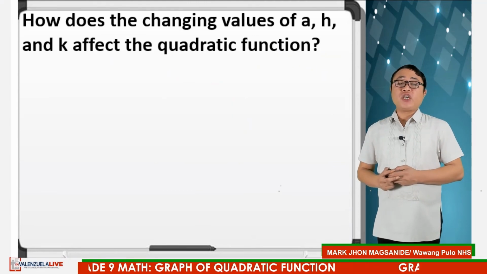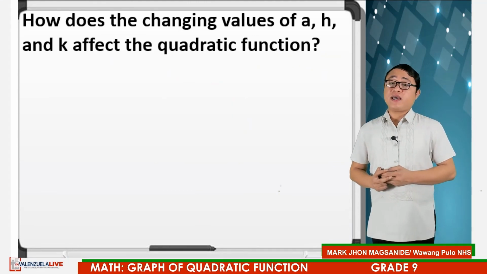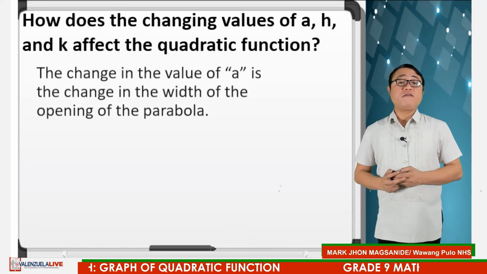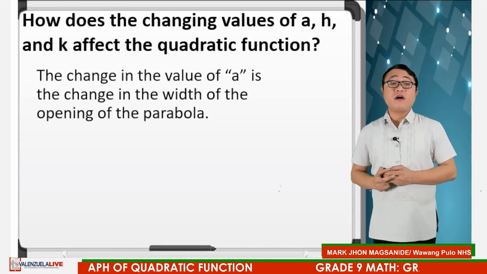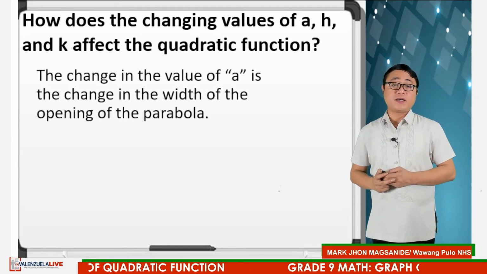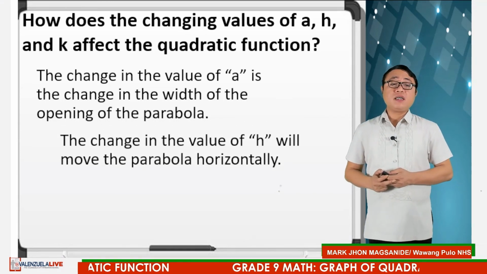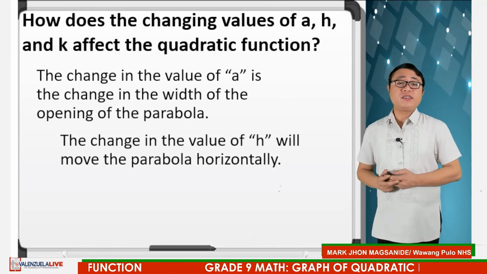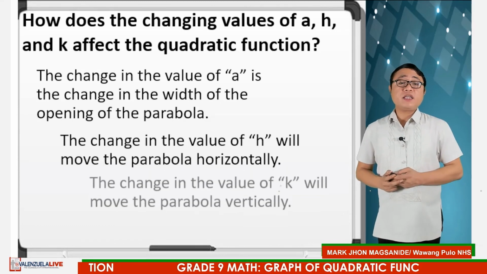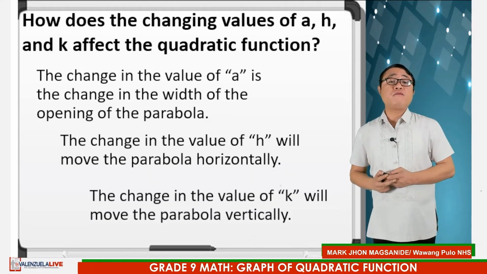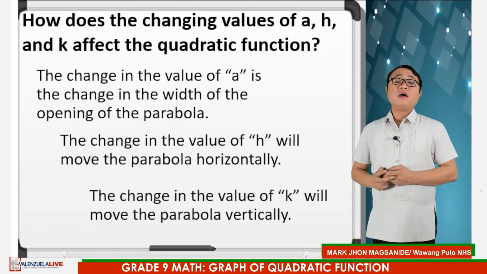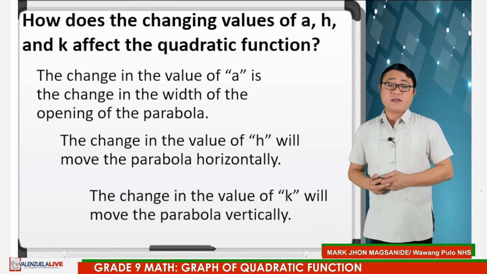The effect of change in the value of a, h, and k. The change in the value of a is the change in the width of the opening of the parabola, while the change in the value of h is the movement of the parabola horizontally. And the change in the value of k is the movement or translation of the parabola vertically.